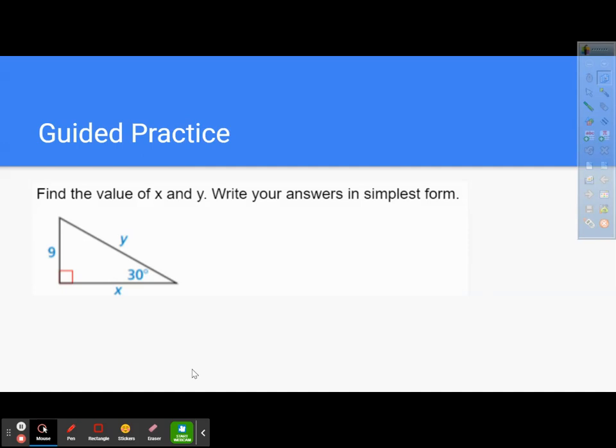Alright, can I have your attention, please. On this one, for x, you should have gotten 9 times the square root of 3. And for y, you should have gotten 18. Would anyone like to see either of those worked out?